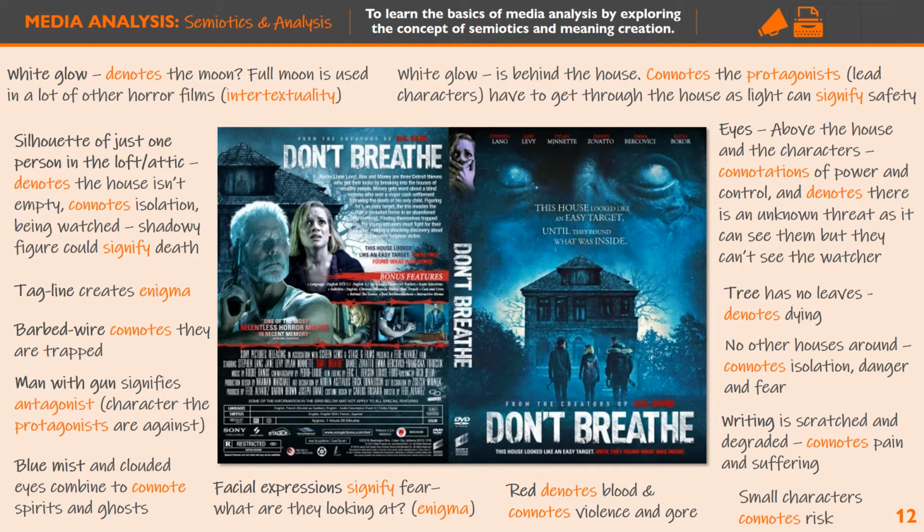So here you can see an example of that, and I'll just pick out a few of the more interesting elements that I think would be useful to analyse when talking about genre. So for example, we've got the white glow, which is behind the house. And we could argue that this maybe denotes a full moon. We can't see the moon, but at night time this kind of light, you could argue, would denote, directly mean the moon. Now, a full moon is used in a lot of other horror films as well, and is a horror convention, something that is often repeated throughout all horror texts.